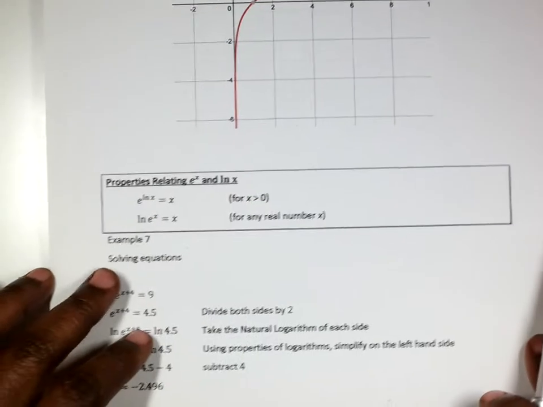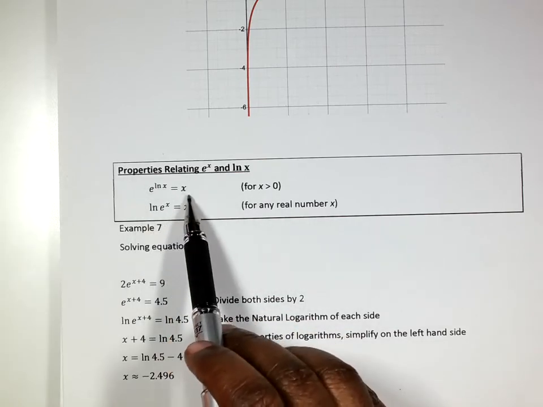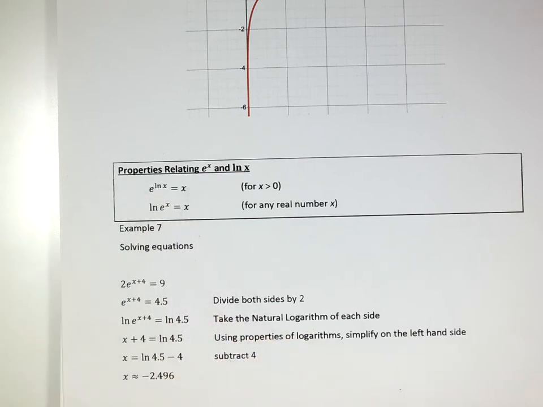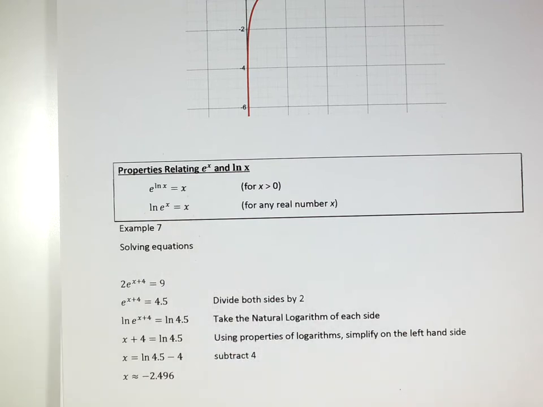So some properties. We have e to the ln x is equal to x. Just like when that base and the argument were the same, that was just like a 1. So what happens here is e to the ln of x is just going to equal x. So the e and the ln functions cancel each other out. And ln e to the x is also equal to x. And we're going to use that when we're solving equations. So that's why these properties are important to go over.